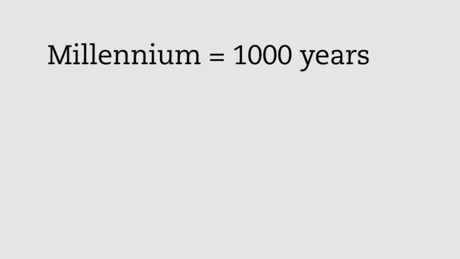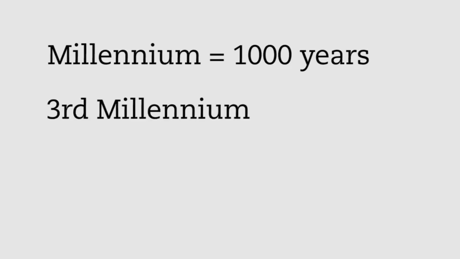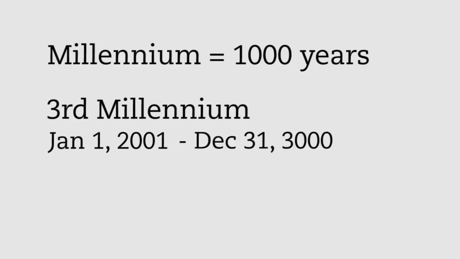The same thing applies to millennia. A millennium equals 1,000 years. Currently, we're living in the third millennium CE, which started on January 1st, 2001, and will continue until December 31st, 3000.